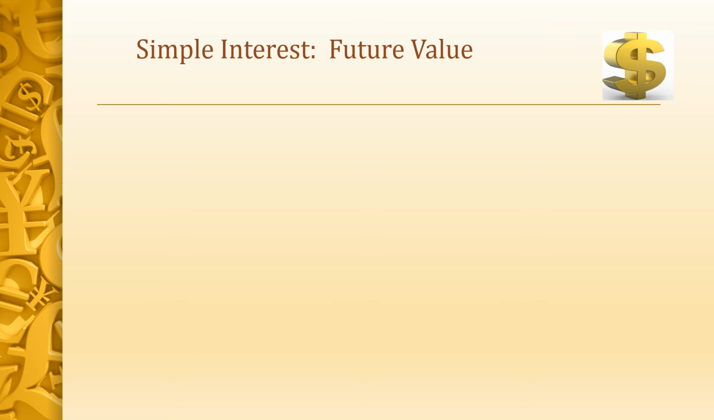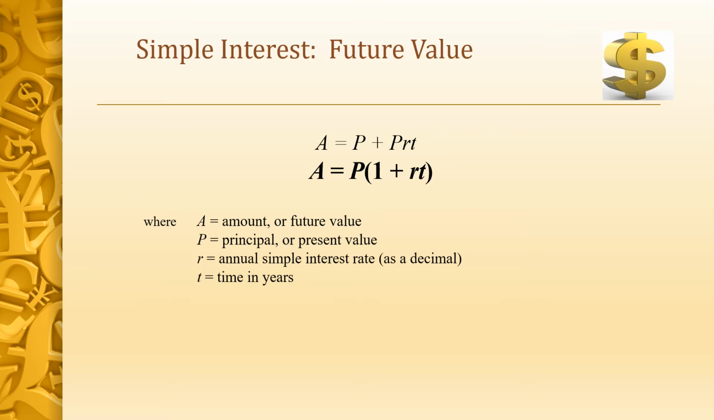Now, if I want to find the future value, that is A equals P times (1 plus RT). A is the total amount or the future value, P is the principal, R is the interest rate in decimal, and T is time in years. So when 3 of these 4 values are known, we can easily find the fourth.